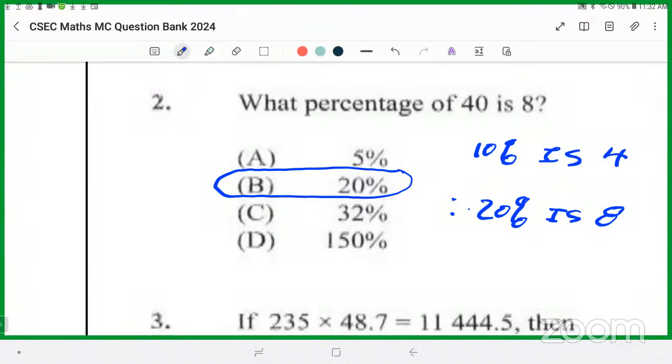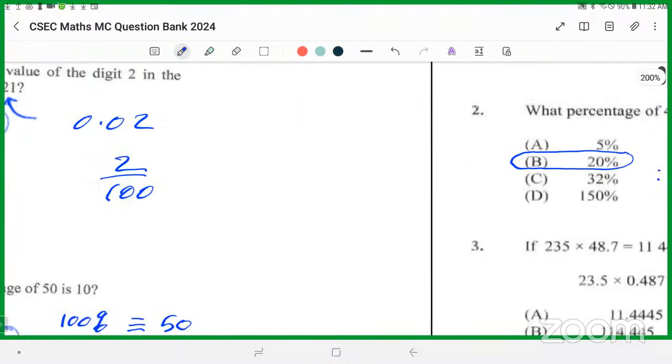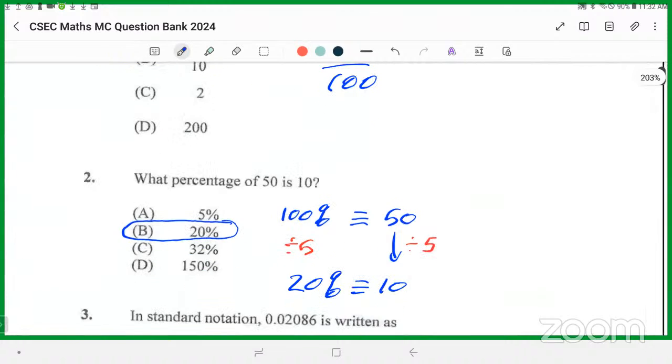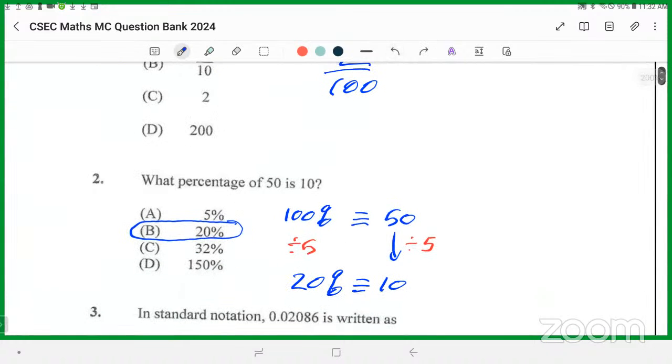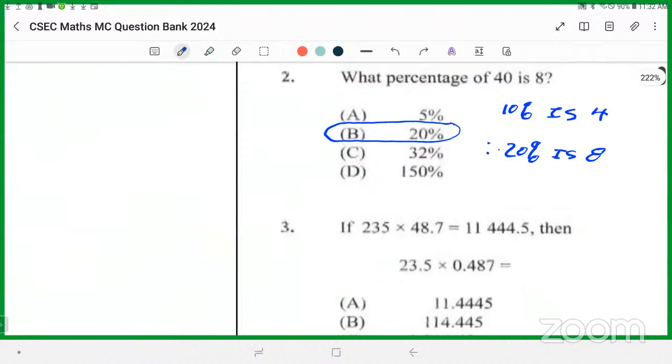So the same question and the change of values. Even the answers are the same. 5, 20, 32, 150. See there?